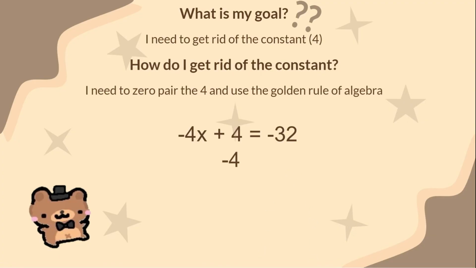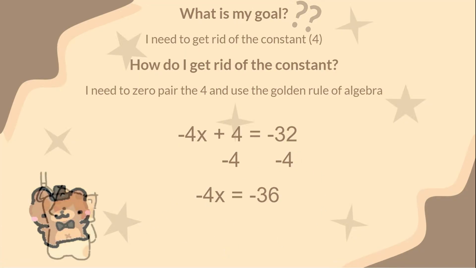And using the golden rule of algebra, zero pairing with minus 4 and minus 4, we get negative 4x equals negative 36. Now, the reason we can't do plus 32 and plus 32 is because if we did that, our equation would become negative 4x plus 36, which really wouldn't make any sense, and we're not really solving for the variable. So that's the reason we subtract the 4.